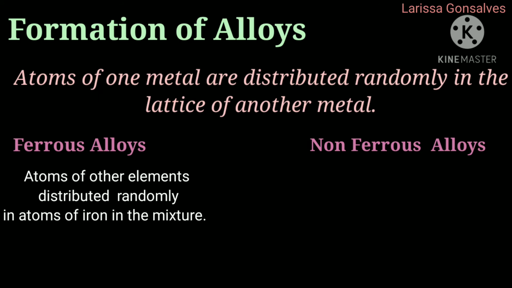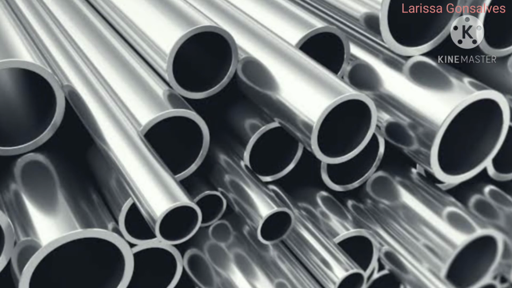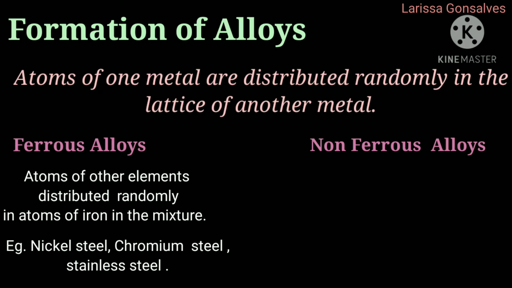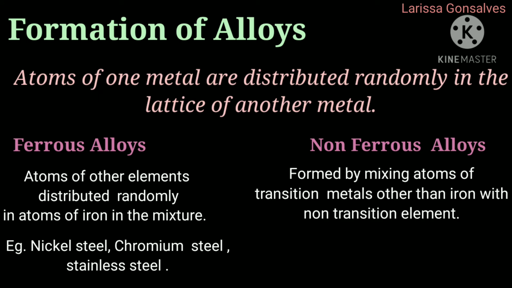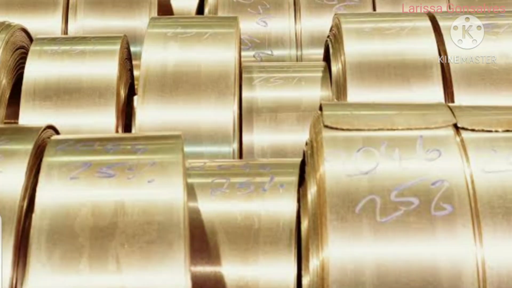Examples of ferrous alloys are nickel steel, chromium steel, stainless steel, and all this steel contain 2% of carbon. Next are the non-ferrous alloys. These alloys are formed by mixing atoms of transition metal other than iron with a non-transition element, which means any other element apart from d block. An example of a non-ferrous alloy is brass, which is a mixture of copper and zinc.